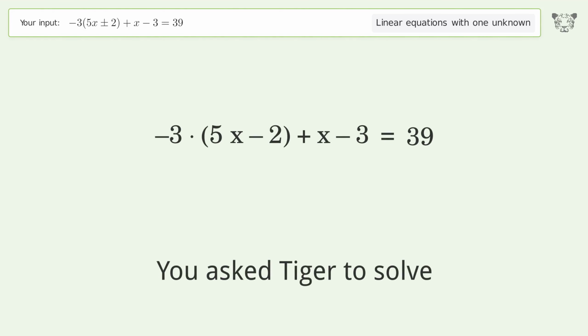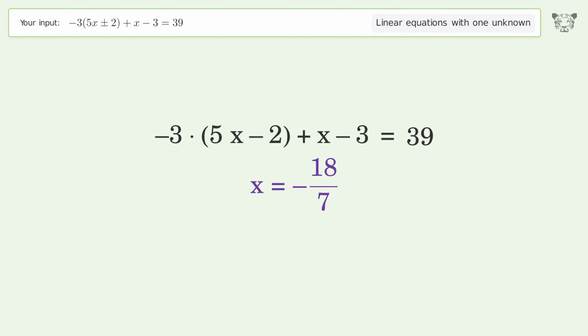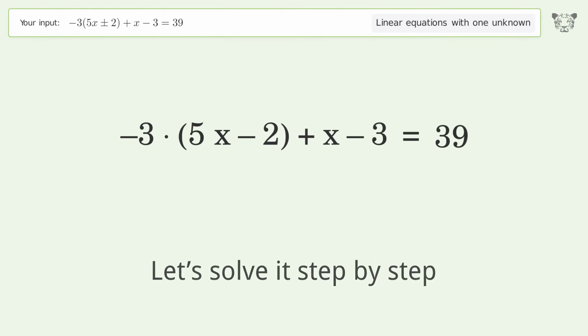You ask Tiger to solve. This deals with linear equations with one unknown. The final result is x equals -18/7. Let's solve it step by step.